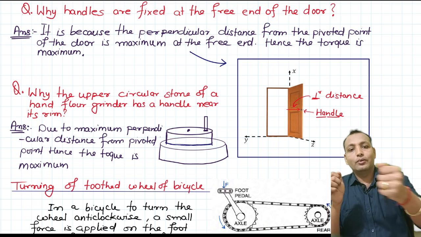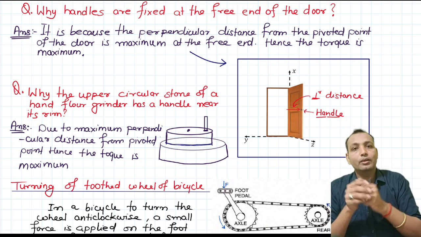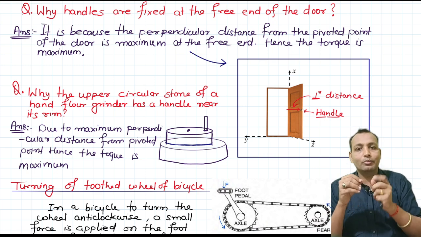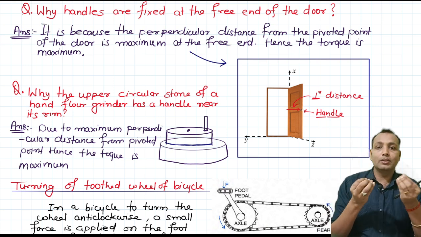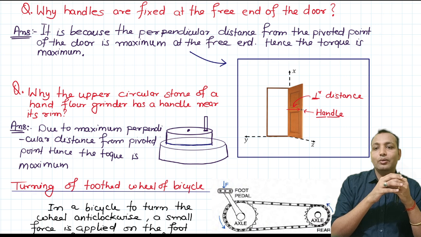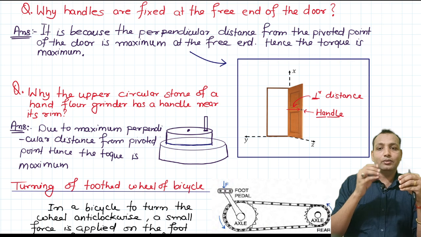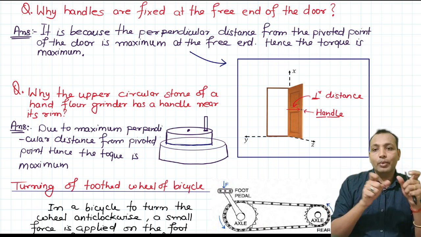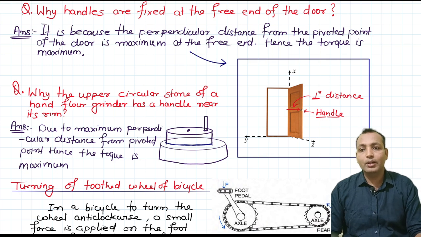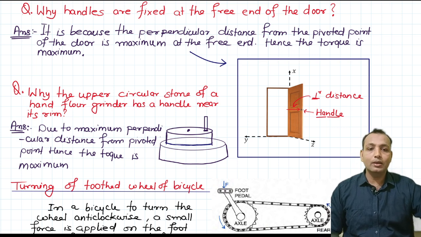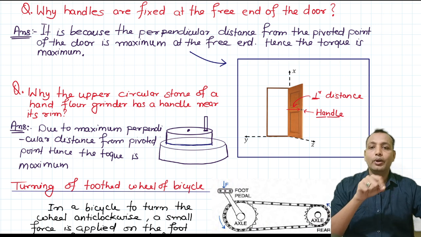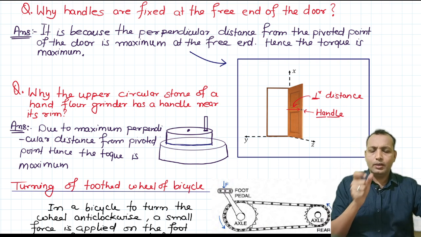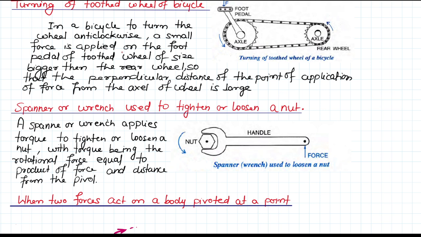Those in the village area must know about this grinder, right? From this we get wheat flour and all, and someone also gets masalas from there only. Due to the maximum perpendicular distance from the pivoted point, the torque is maximum. That's why we put the handle at the edge, or end point, near the rim. Understood?